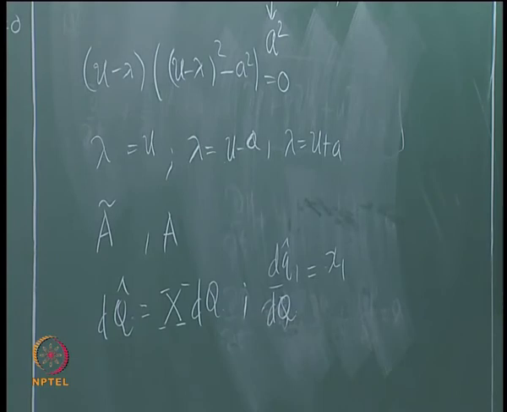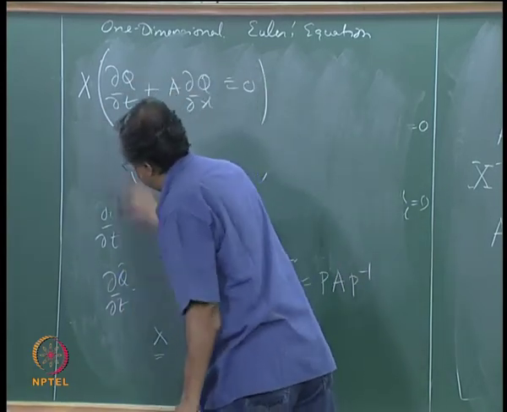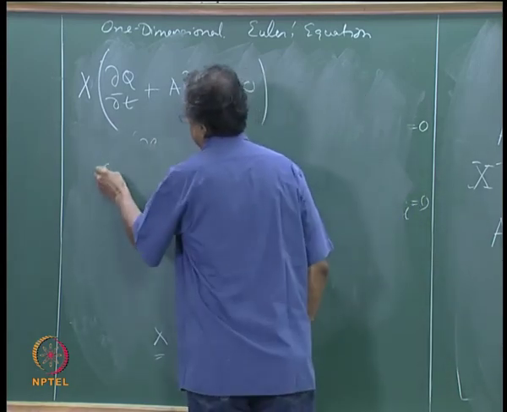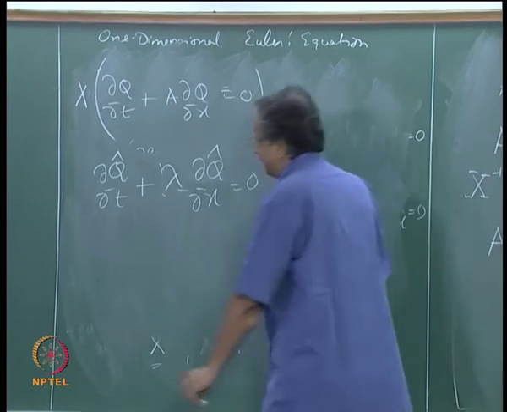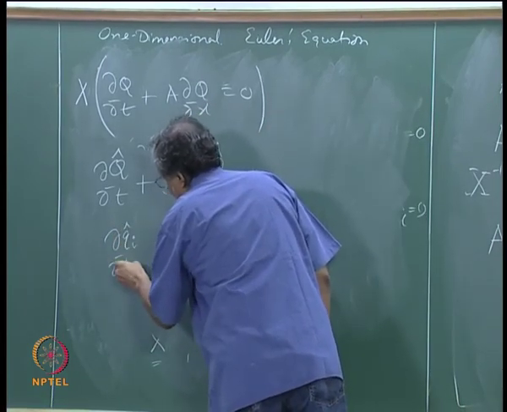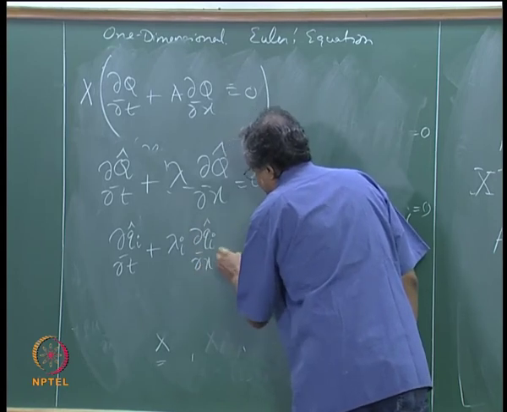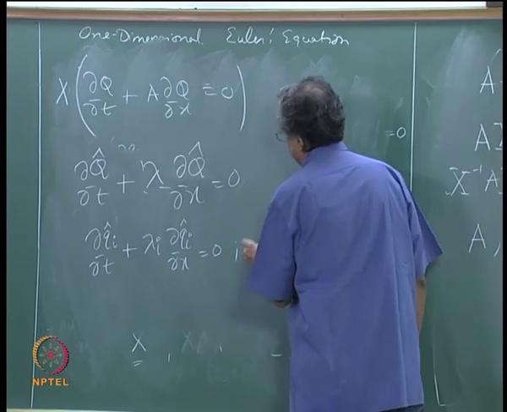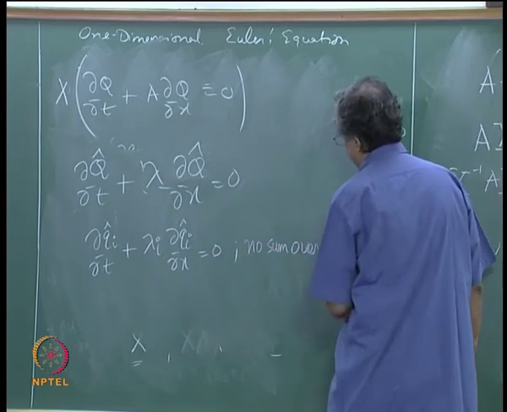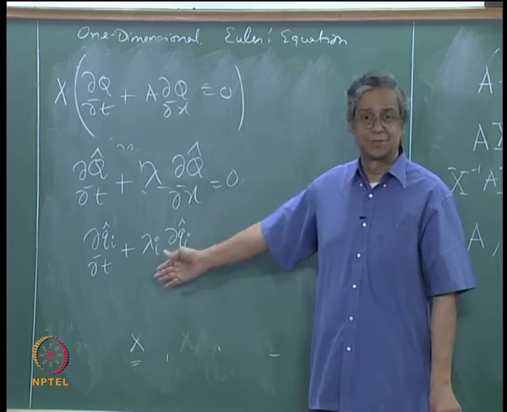as I said, x or x inverse is a matter of what we make it, get rid of that. This will result in an equation: dou q caret by dou t plus the diagonal matrix times dou q caret by dou x equals 0. Or in component form, dou qi caret by dou t plus lambda i dou qi caret by dou x equals 0. There is no summation over i; we won't get carried away too much with index notation. Fine, so there you have it, they are decoupled.